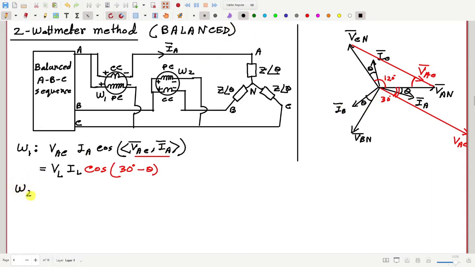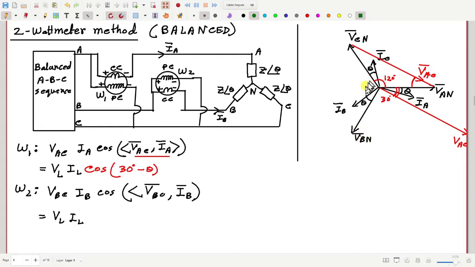And then similarly W2. What will be the reading of W2? W2 measures which voltage? VBC, which current? IB. And cosine of the angle between VBC and IB. So this is equal to VL IL. How much is this angle? Okay, so let us draw VBC, that means B minus C is here. And so that is same as this line, VBC. So how much is this angle? It should be cosine 30 plus theta, because this angle is 30 degree, 30 plus theta.